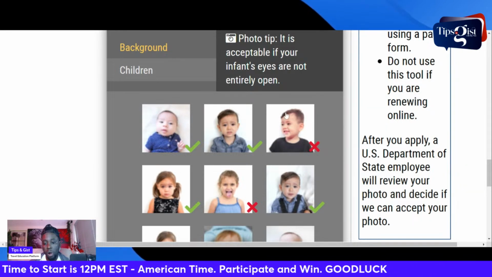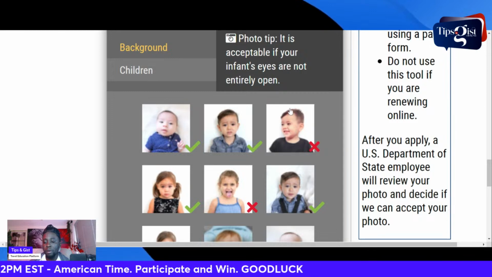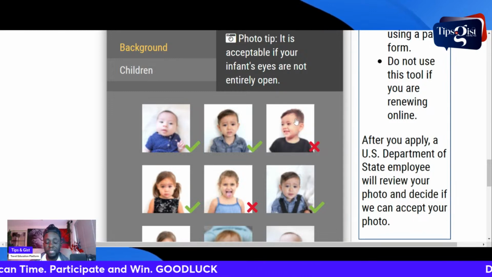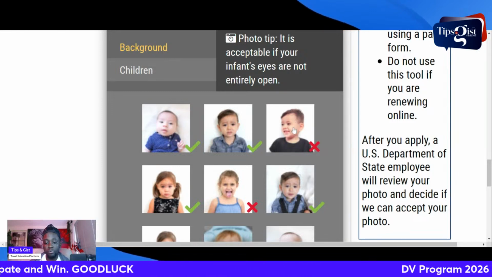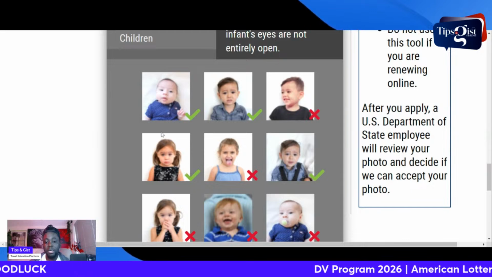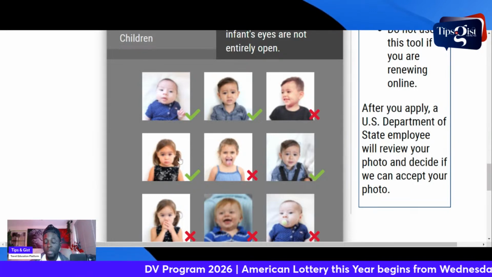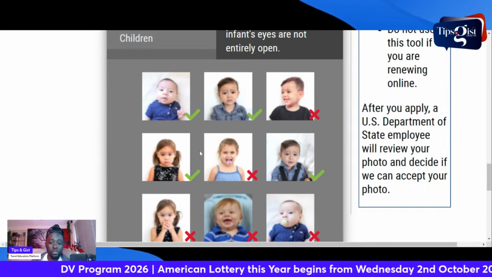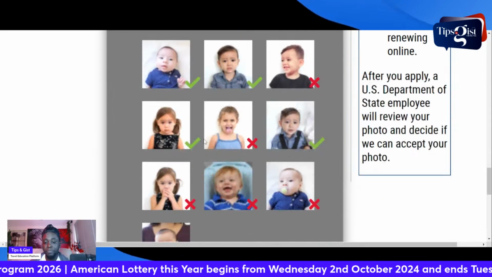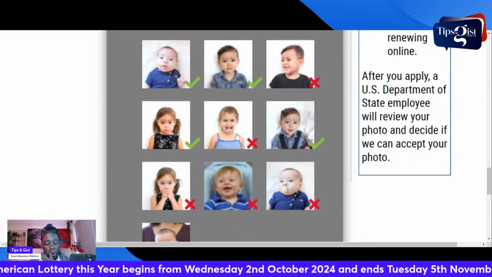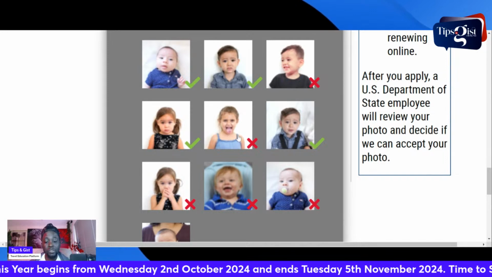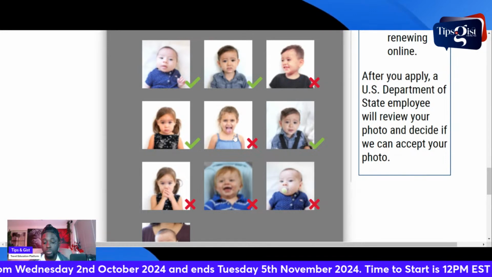This one is wrong because the body composition or posture is not facing the camera, and so it was rejected. This child was accepted even though the child has a frown, right? The child has a frown. It was accepted because children cannot show a neutral facial expression. This is wrong because the tongue is out. The tongue is not supposed to be out, right?